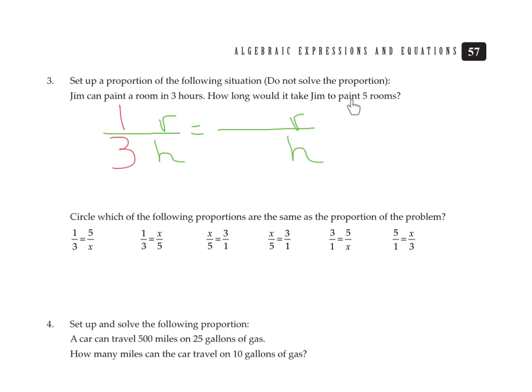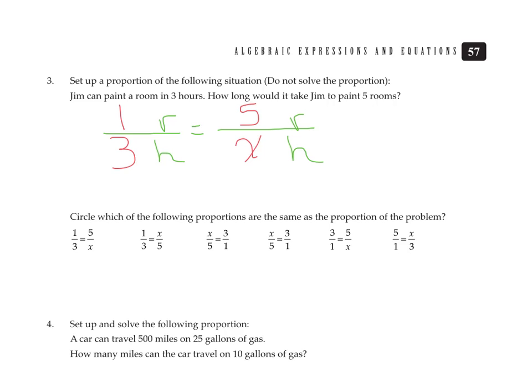How long will it take Jim to paint 5 rooms? So where's the 5 going to go? The 5 goes on rooms, and we're looking for hours. The question tells us we don't have to solve, but we're going to circle which of the following proportions are the same as the proportion of this problem.